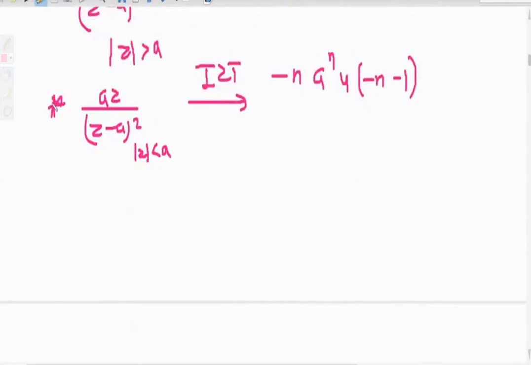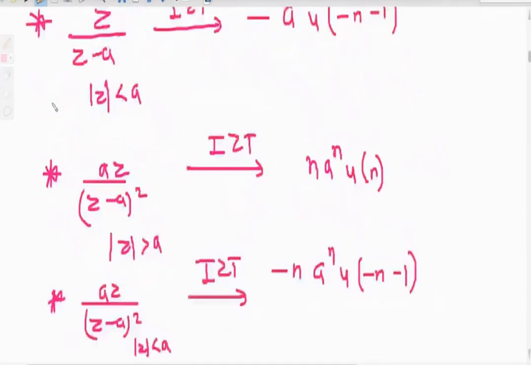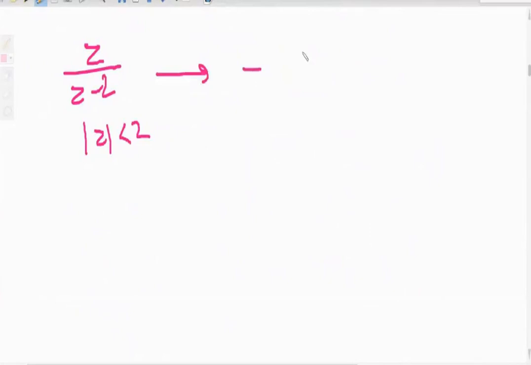Especially this formula, Z upon Z minus a. According to that, tell me what will be the inverse Z transform of Z upon Z minus 2, and the ROC is magnitude Z less than 2. Its inverse Z transform is minus 2 raised to n u of minus n minus 1.